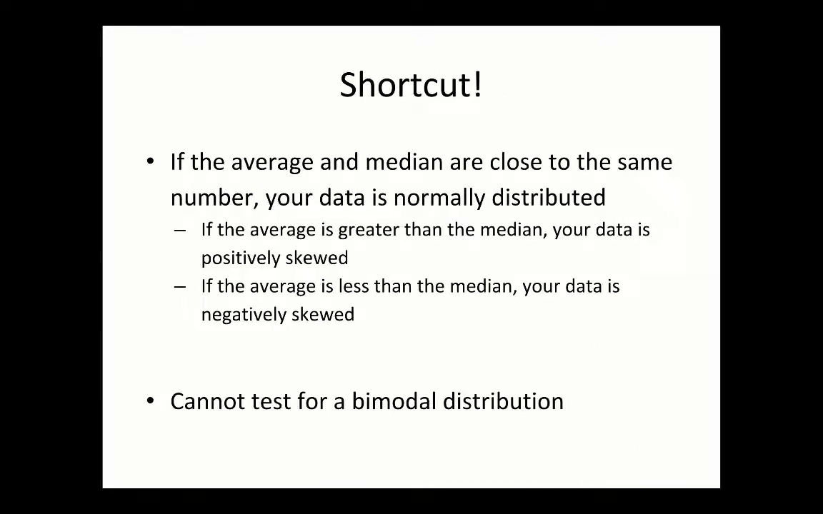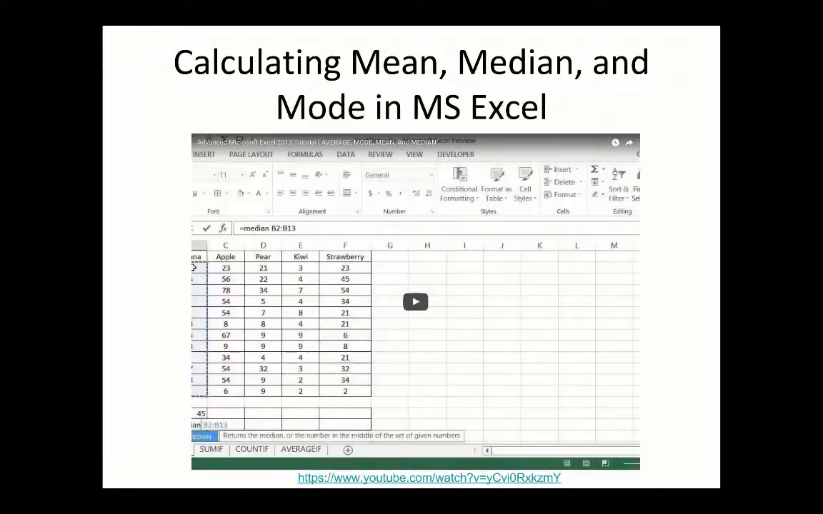A shortcut in Microsoft Excel to test the distribution is to calculate the average and the median. If the average is significantly greater than the median, the data is positively skewed. If the average is quite a bit lower than the median, the data is negatively skewed. Unfortunately, this shortcut cannot test for bimodal distribution. Now this video will demonstrate how to calculate the mean, median, and mode in Microsoft Excel.